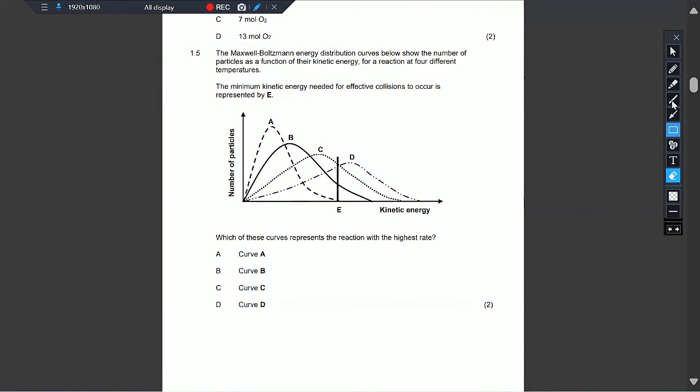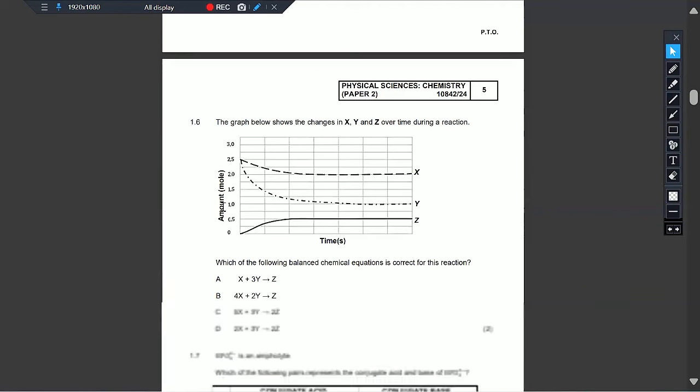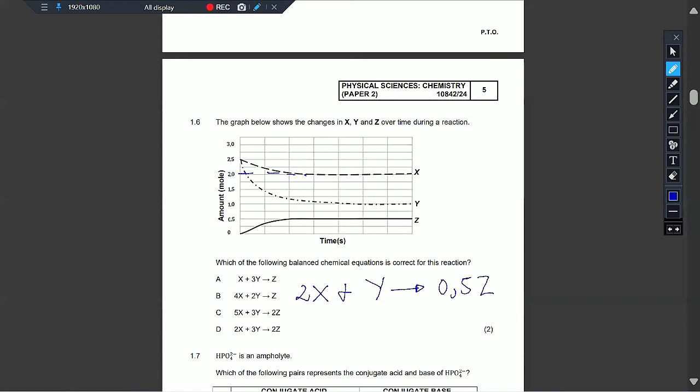Okay, and then now let's proceed to 1.6. The graph below shows the changes in X, Y, and Z over time during a reaction. And then which of the following balanced chemical equations is correct for this reaction? Now, all you need to do is, we can see this is written in the format of X, Y, Z. So your X is 2, corresponds to the 2 right there. And then your Y corresponds to the 1. So that's 2X plus Y, and then yielding 0.5 Z. Now, obviously, at this point, in order to get your integer values, you'd need to divide throughout by the smallest number. So 0.5, 0.5. This will give us 4X plus 2Y, and then this is Z. So this is being provided by option B. So B would be correct there.